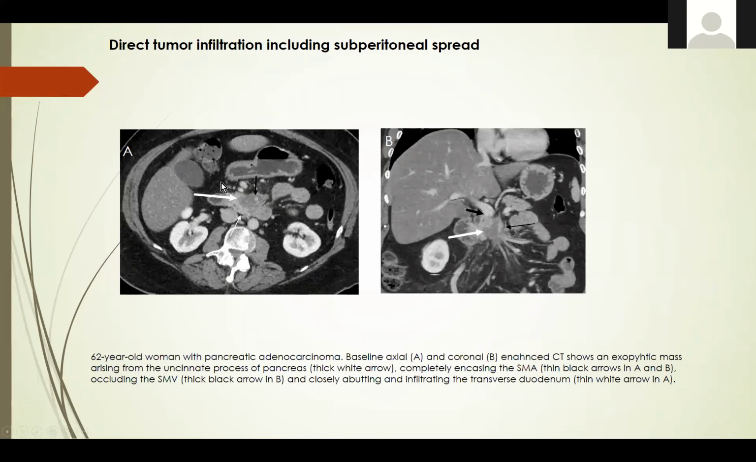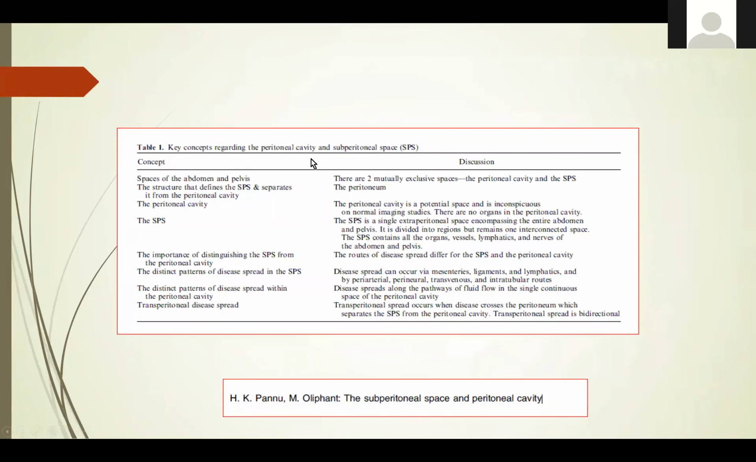This is a patient with newly diagnosed pancreatic adenocarcinoma. The tumor is here. It's encasing the superior mesenteric artery. It has mass effect and is occluding the superior mesenteric vein. And also this is the transverse duodenum. So it's directly invading into the adjacent structures. And it also spreads into the subperitoneal space, a concept that's not widely known, but it's been published. So basically, in the abdomen there are two spaces.